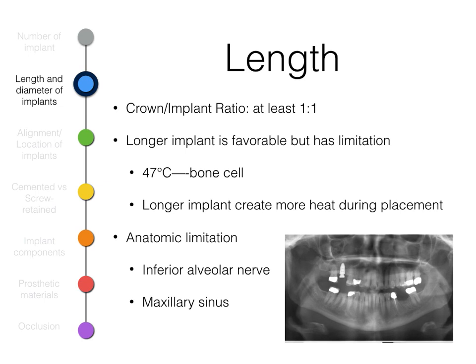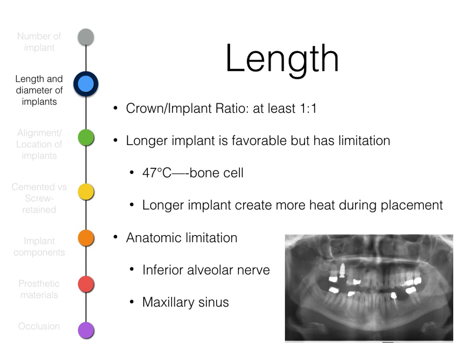Our bone cell couldn't resist over 47 Celsius degrees. So if we get a lot of heat into the bone, then the bone cell will get necrosis. As we know, the first successful factor of the implants is related to osteointegration, meaning that the bone cell needs to be deposited and survive onto the implant surface. So if a bone cell is already dead, osteointegration will not be successfully achieved. So that's why we say longer implant is favorable, but has limitations.